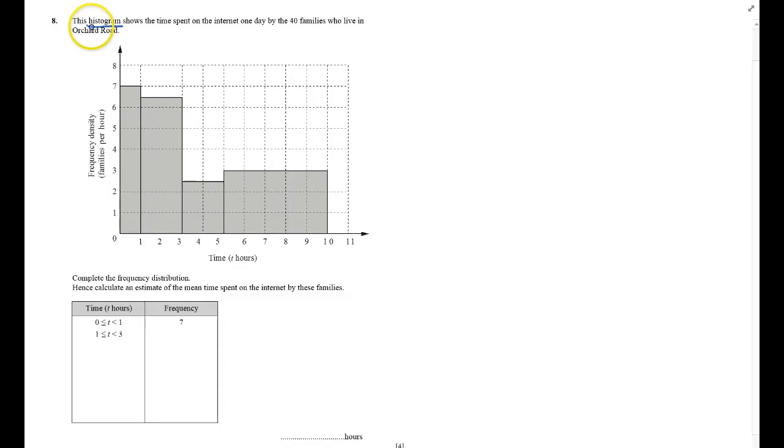Okay, this histogram. As soon as I see the word histogram, I'm automatically thinking that area equals the frequency. And to work out the area of a bar, I always do the height times the width, and that will equal my frequency. So the first one here, how high is it? 7. How wide is it? 1. That's why the frequency is 7.